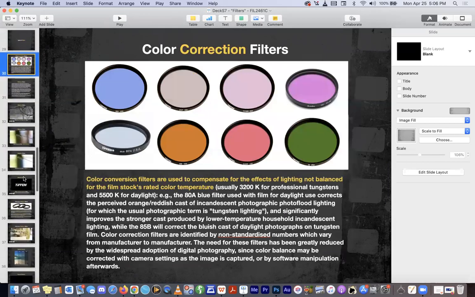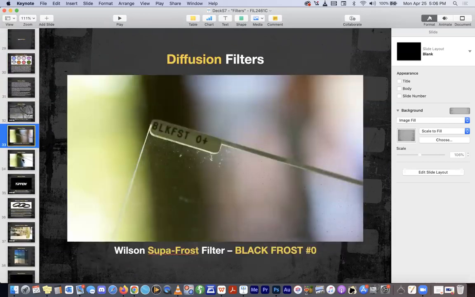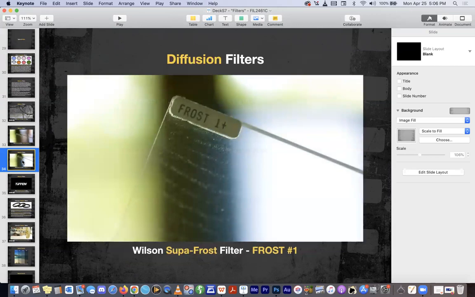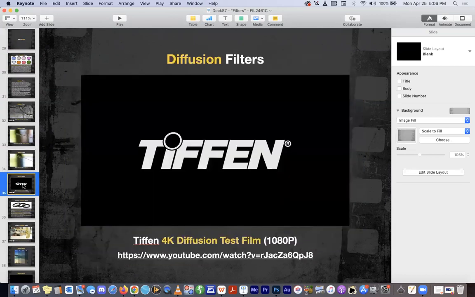What else did I talk to you about? Diffusion, in terms of filtration. Diffusion is another effect that you can't really do well in post-production. It's something that you should really do in camera at the time. Diffusion is a softening of the fine detail.